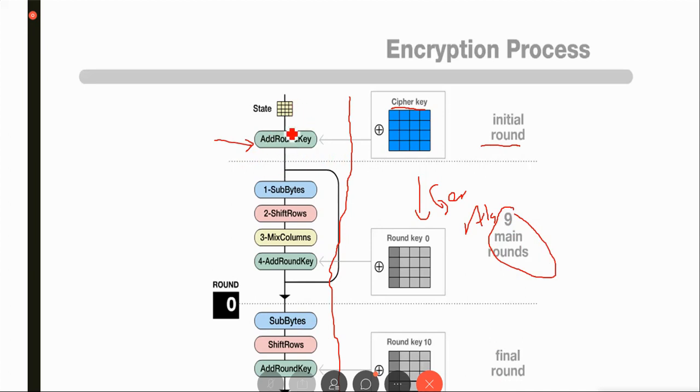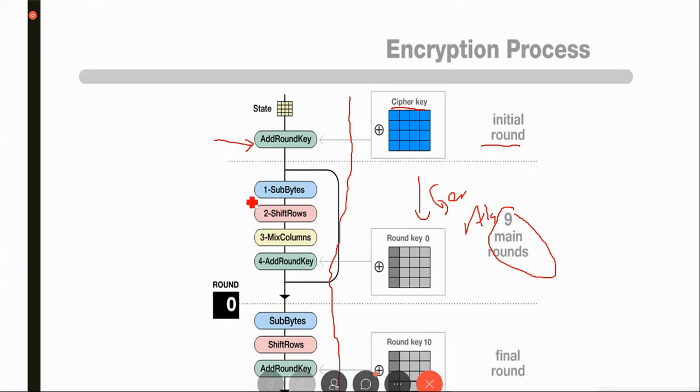So AddRoundKey, you have a state matrix and you have the original cipher key which gets added in some way. Let us see what happens inside this box. So in the initial round, you just have one operation happening. And then you have 9 rounds of operation. In the 9 rounds, there are 4 operations happening. So 4 round functions, or maybe some textbooks call them transformation functions.